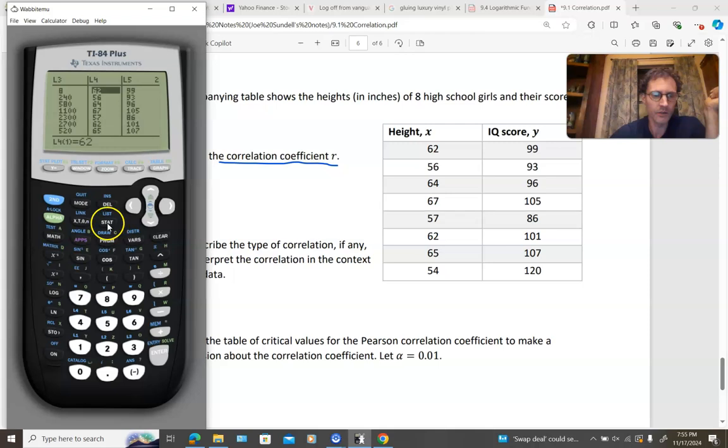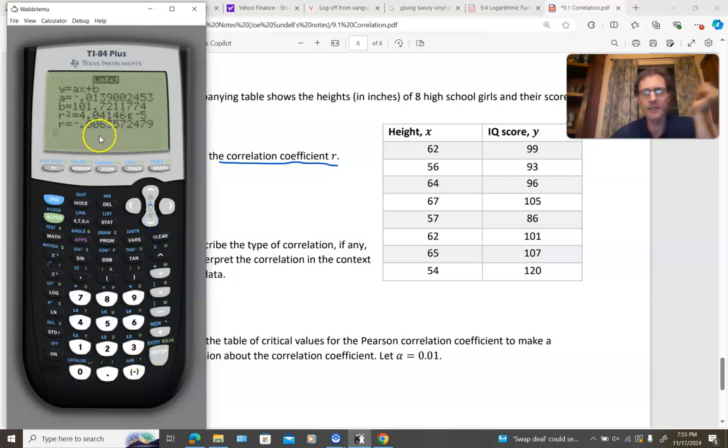What I'm going to do is go back to Stat and go to Calculate, go down to number 4 for linear regression, and make sure I put list 4 for my values of X, and list 5 for my values of Y. And come down here to Calculate. We're going to get a value of R, and look at this one. It's negative, but remember, we're taking the absolute value of it. But look how close it is to 0. That suggests there's really not a correlation at all, just as we would suspect.